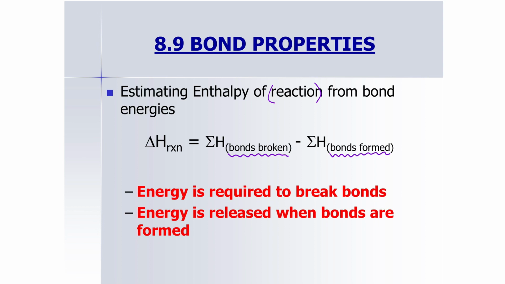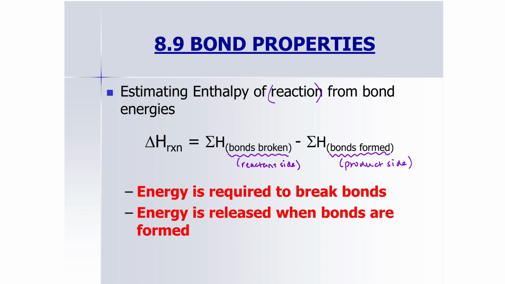Okay, now keep in mind the bonds broken are actually going to be the ones on the reactant side, and then the bonds formed are going to be the ones on the product side of the reaction. Okay, so we'll have to take account of all the ones being broken, all the ones being formed. The easiest way to do this is by drawing the Lewis structures and then going from there.